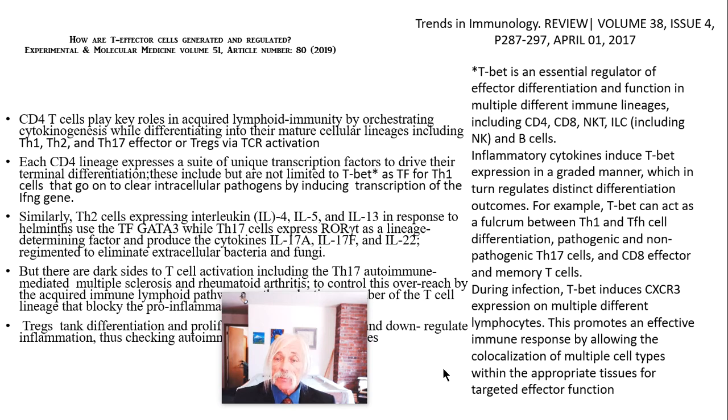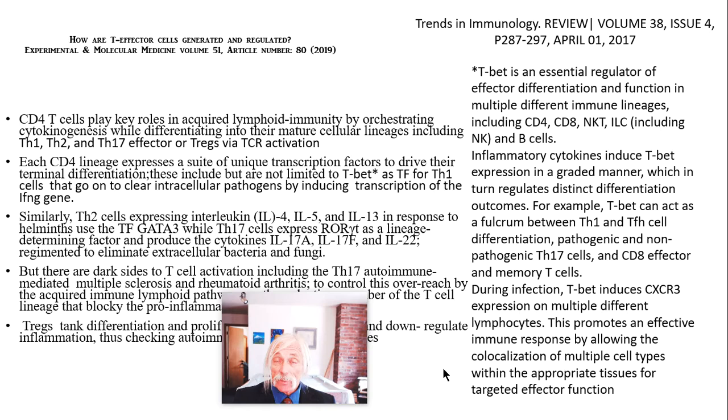So Tbet can act as a fulcrum between Th1 and TFH cells. Okay, those are follicular helper cells. That's at their level of differentiation, of course. Also pathogenic and non-pathogenic Th17 cells, and CD8 effector and memory T cells as well. So the whole lineage can be graded and regulated when you start with Tbet as a global transcription factor.